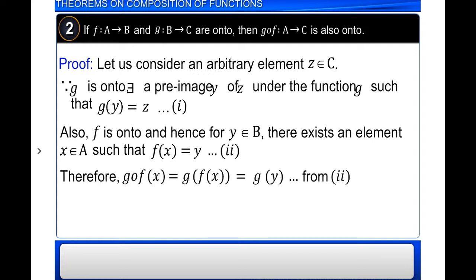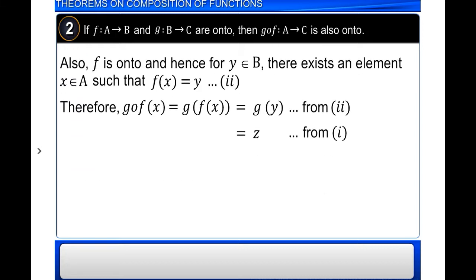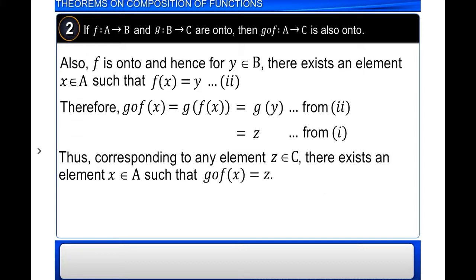Therefore, g circle f of x is equal to g of f of x, which is equal to g of y from equation 2. And g of y is equal to z from equation 1. Thus, corresponding to any arbitrary element z belonging to set C, there exists an element x belonging to set A such that g circle f of x is equal to z. Hence, the composition of f and g is onto.